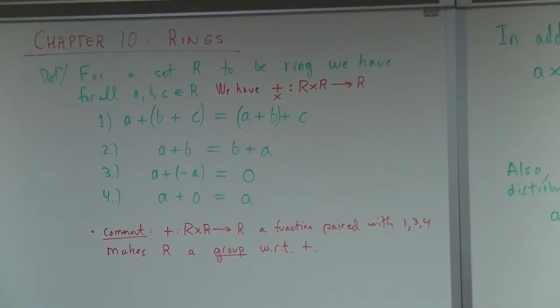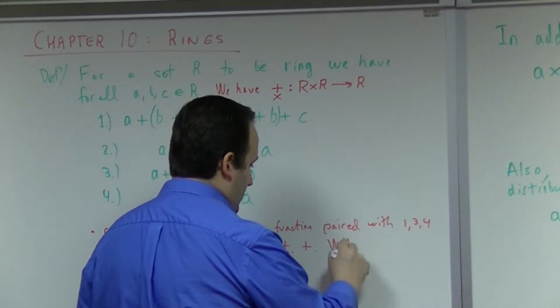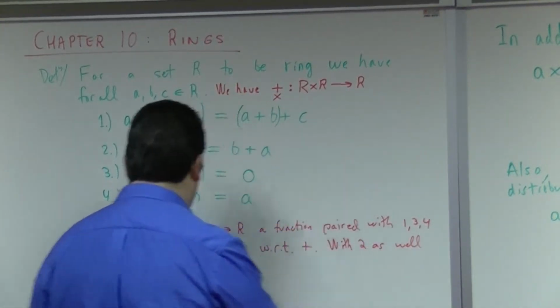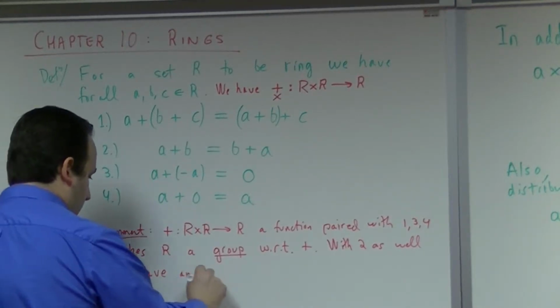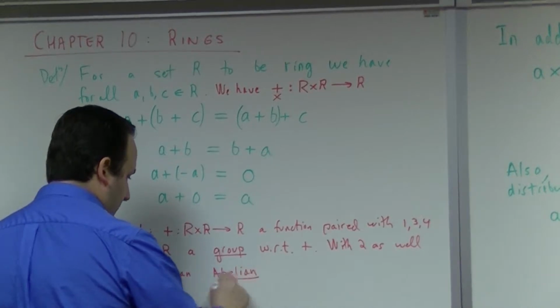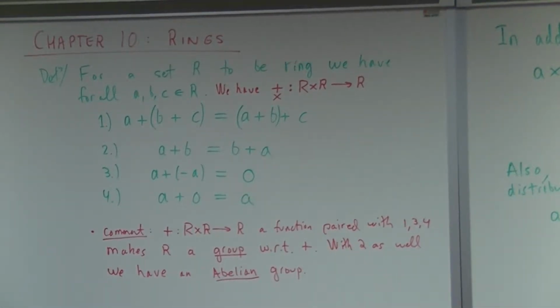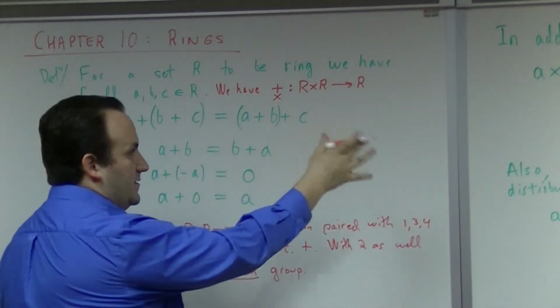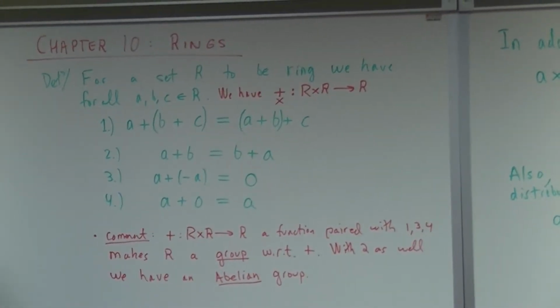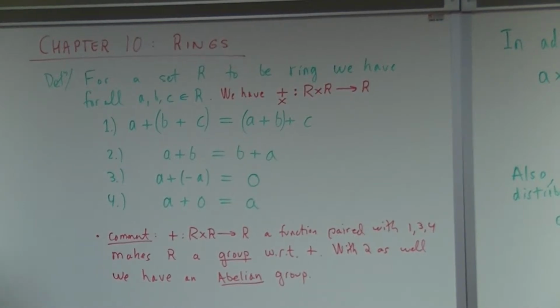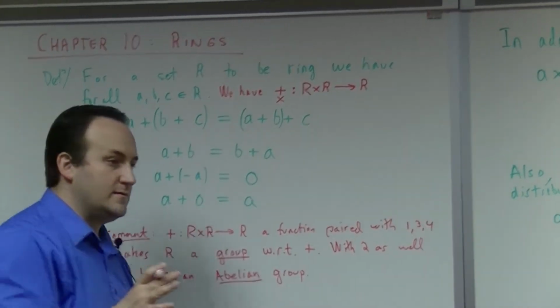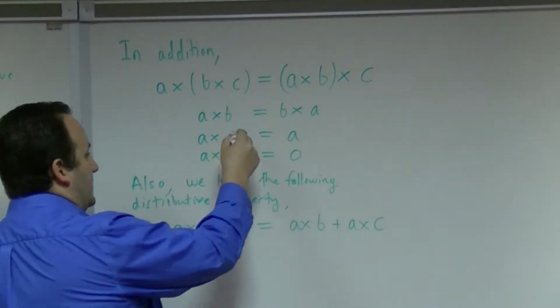If we throw in 2 to the mix, then we can say a little bit more. We can say it's an abelian group. With 2 as well, we get an abelian group. Okay? So a ring is really an abelian group under addition, paired with an extra structure called multiplication that interfaces with the addition in a very specific way. Now, some people would actually say a little bit more. They would say that this is a ring with identity because this 1 is the multiplicative identity.